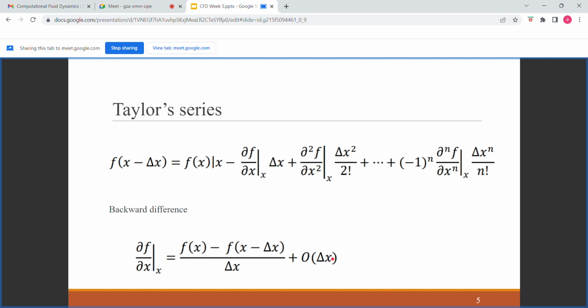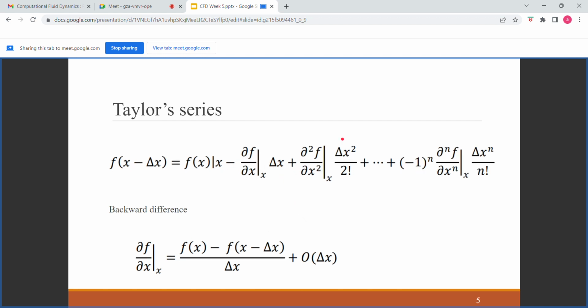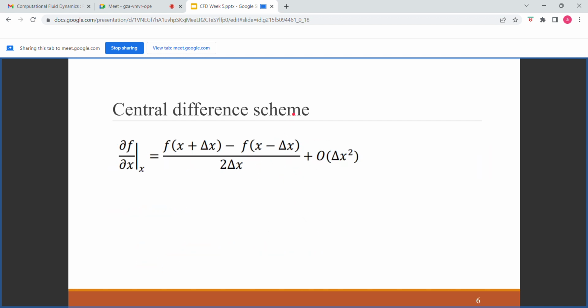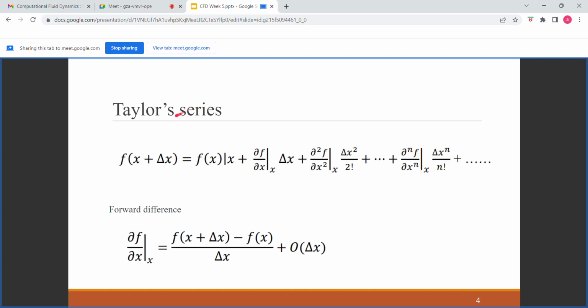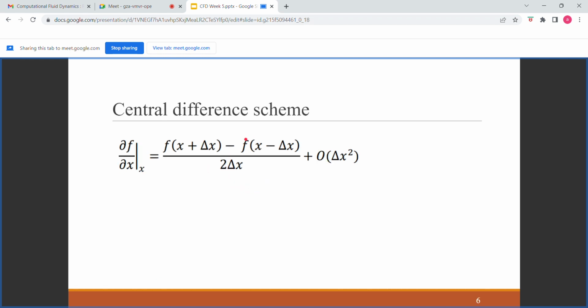But in the central difference scheme, what we will be doing is taking this equation and this equation, and subtracting both of them. So what we get is f of x plus delta x minus f of x minus delta x. The first terms in both of these have positive signs, so they get cancelled out, whereas here we get 2 dou f by dou x times delta x. And when we want dou f by dou x, we get f of x plus delta x minus f of x minus delta x by 2 delta x.